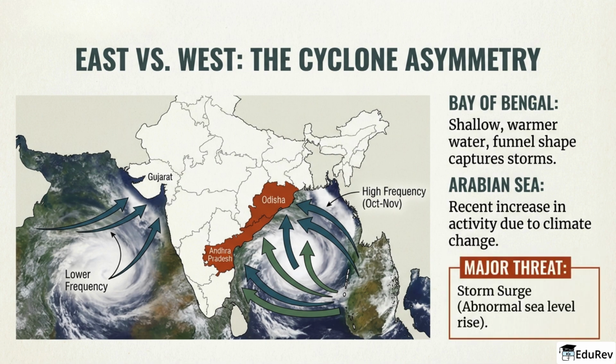And the major threat line is crucial. Storm surge, meaning abnormal sea level rise. Students talk only about wind speed. UPSC often tests storm surge because that's what actually kills along flat coasts.